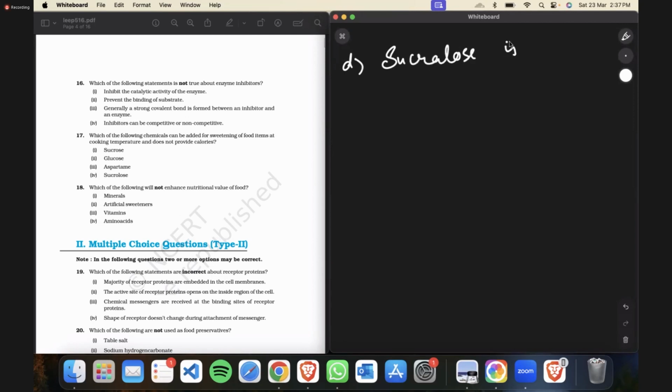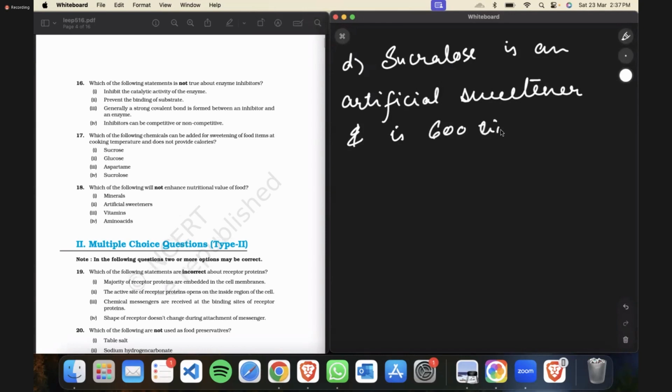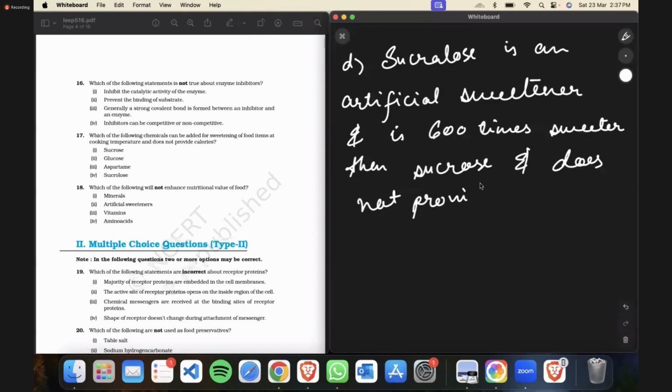Sucralose is an artificial sweetener and is 600 times sweeter than sucrose, and does not provide any gain.